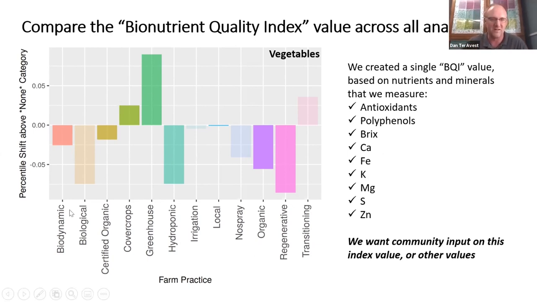Now I can show you this graph here. This graph has management practices on the x-axis: biodynamic, certified organic, greenhouse, hydroponic. And then I can aggregate all that data and see if I'm getting a positive response, an increase over the reference, or a decrease. So here, greenhouse is good. Cover crops are improving quality. Hydroponic is decreasing quality. Organic, but not certified organic, and regenerative in this case are reducing quality.